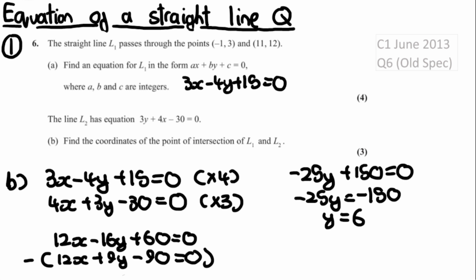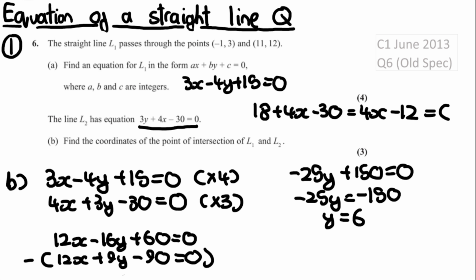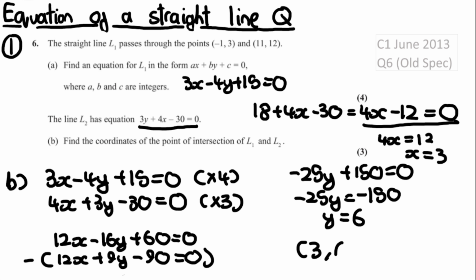And then what we can do is just put 6 into one of these lines, and we can get the x coordinate. I'm just going to use this one, but you could use the other one. So it's going to be 3 times 6, which is 18, plus 4x minus 30, which is equal to 4x minus 12, which is equal to 0. I've just done 18 minus 30. And then it's going to be 4x is equal to 12, so then x is equal to 3. So therefore the coordinate of the point of intersection is (3, 6).